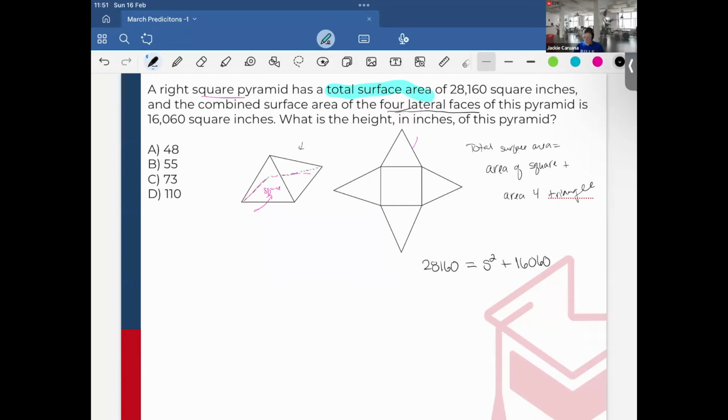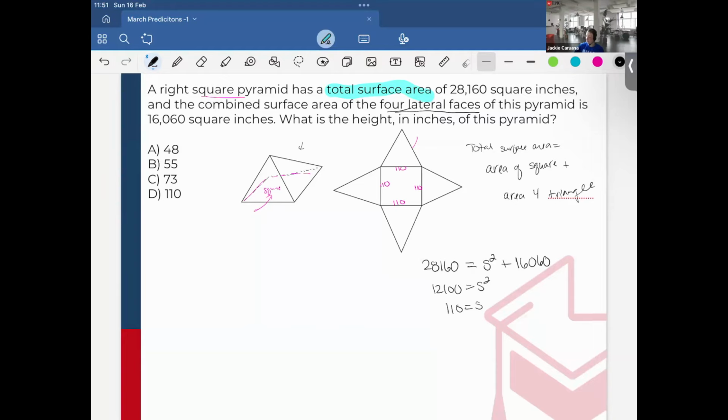Let's do that. 28,160 minus 16,060 is 12,100. The square root should go in perfectly. Well, 110, I believe. Let me just clarify. Yes, so 110 is equal to the side, which just means this is 110, this is 110, this is 110, and this is 110. So I found the side of the square, and then I'm asked what is the height of this pyramid.